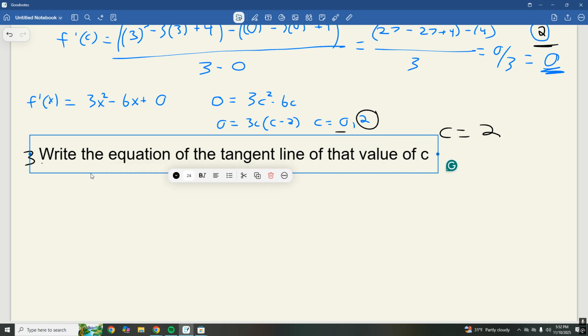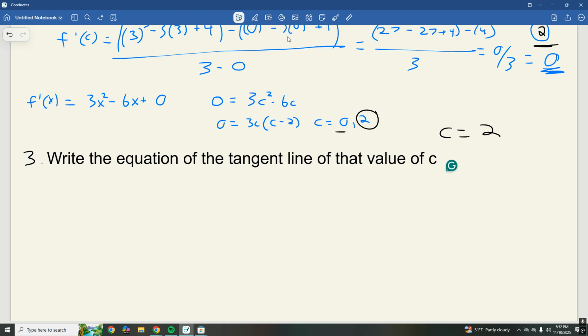Okay, so this is the equation. We can use any form we want, but we can use point-slope form, which is y minus y1 equals m times (x minus x1).